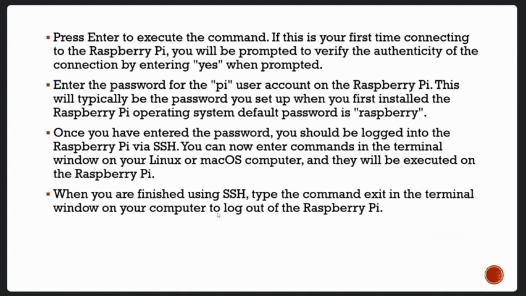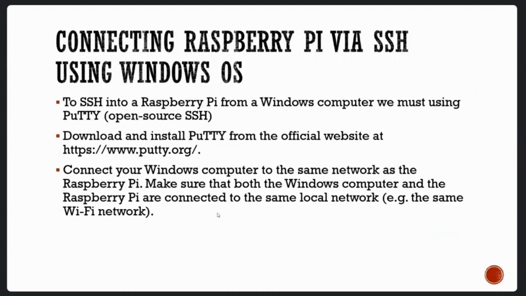Once you have entered the password, you are logged on to the Raspberry Pi via SSH, that is wirelessly, and you can enter commands in a terminal window on Linux or Mac OS that will be executed on the Raspberry Pi. So there is a seamless connection between the Raspberry Pi and the terminal window. When you finish using SSH, just type exit in the terminal, which will log you out of the Raspberry Pi session.